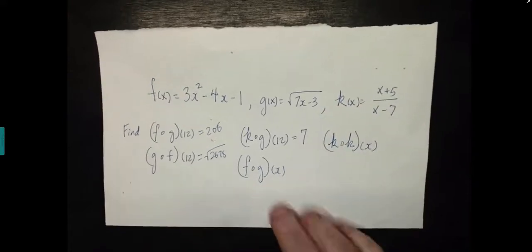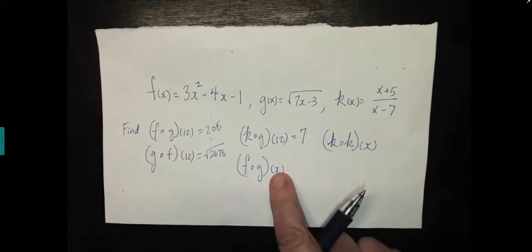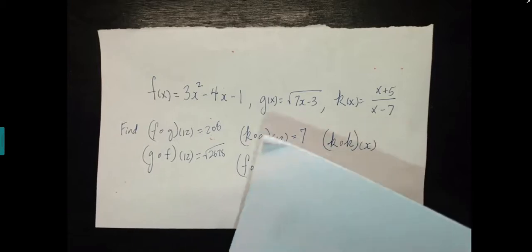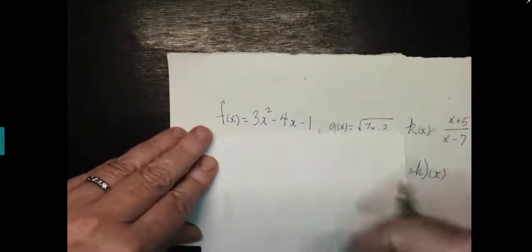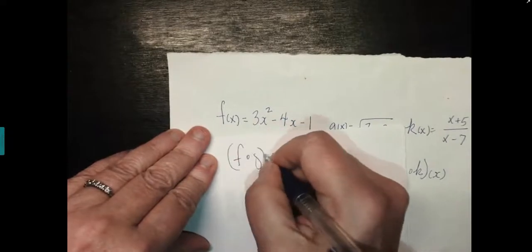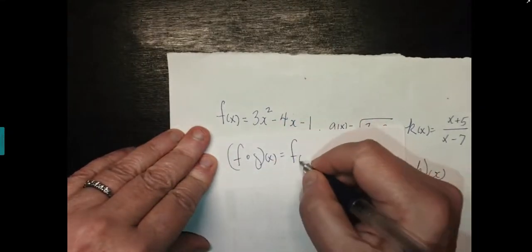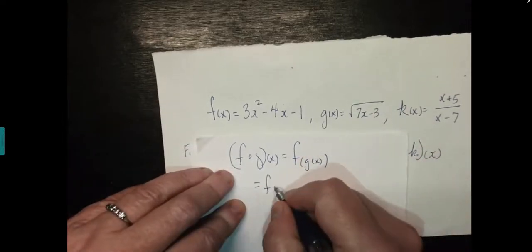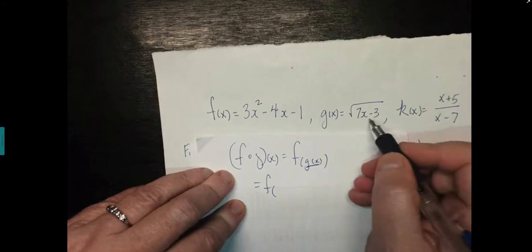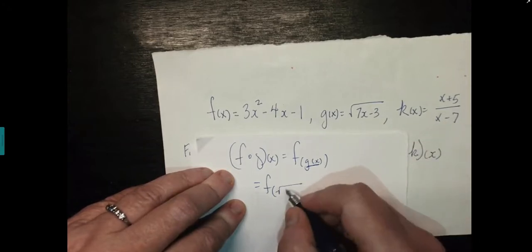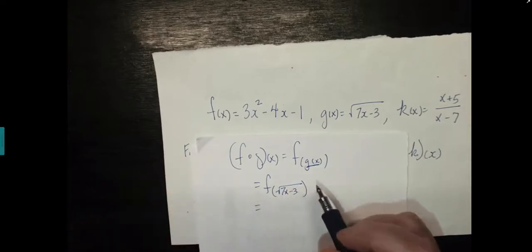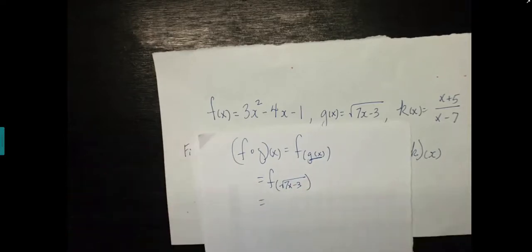All right, now notice we don't have a number here. It's x, so we're going to get a function, so an expression with x's in it. So what is f composed with g of x? Well, when it's written in this order, it's going to be the first one evaluated at the second one. It's going to be the first one evaluated at, well, I have a formula for g of x. It's the square root of 7x minus 3. And so now what is f evaluated at the square root of 7x minus 3?